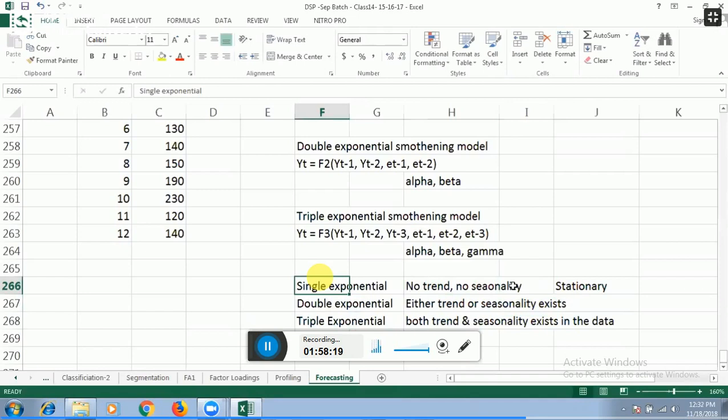Chandra, one doubt. You were just telling that if my beta is there, then either trend or seasonality exists. I don't know if I'm right or wrong, but if beta exists, then seasonality is there, not trend.